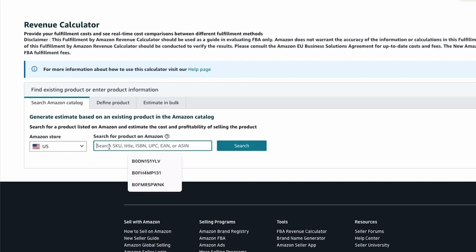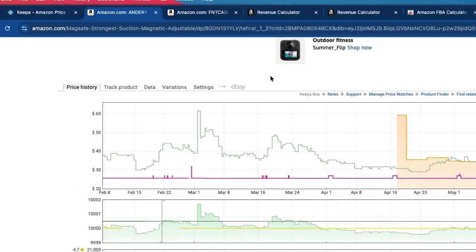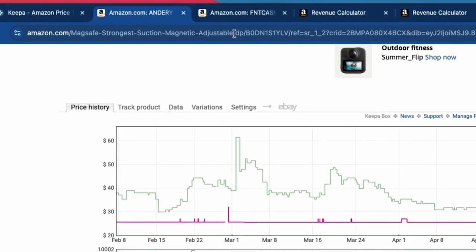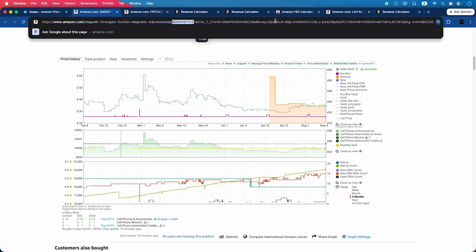Now you've got the calculator, all right? So now we need to search for the product. The easiest way to do that is by using the ASIN number. So to find the ASIN, you want to go back to the listing URL. And inside the URL, you'll see at the top in the URL, /DP/ followed by a string of letters and numbers. This is the ASIN. So you just want to copy this.